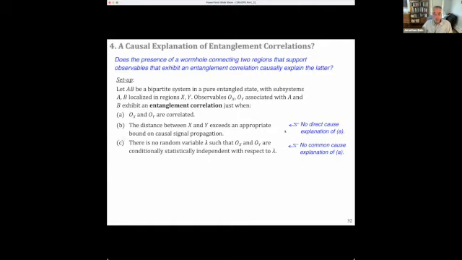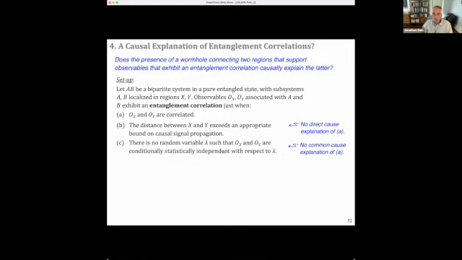Right? And this suggests that their correlation cannot be explained in terms of a causal signal that could propagate between them. And finally, there's no random variable lambda such that OX and OY are conditionally statistically independent with respect to lambda.